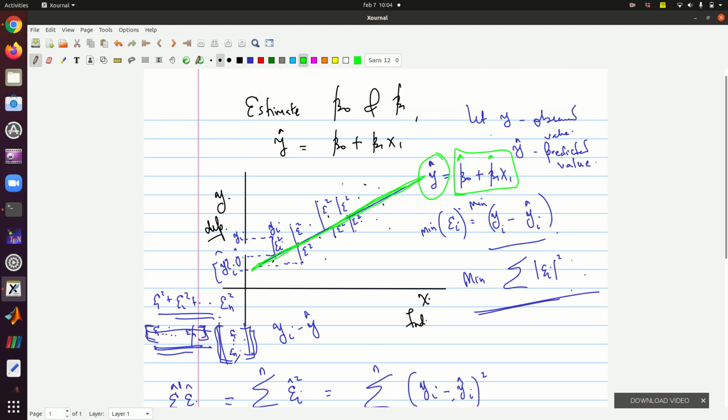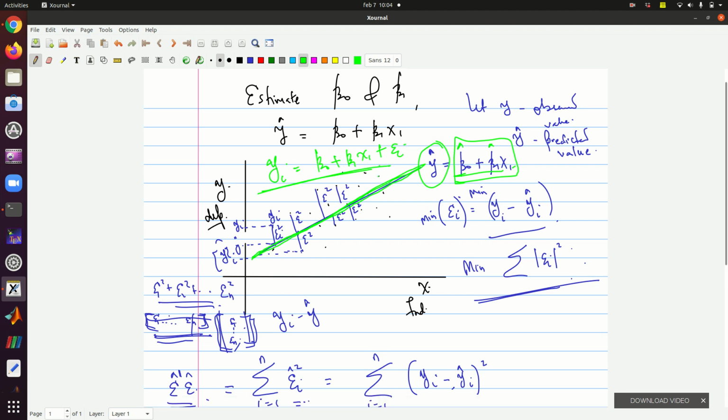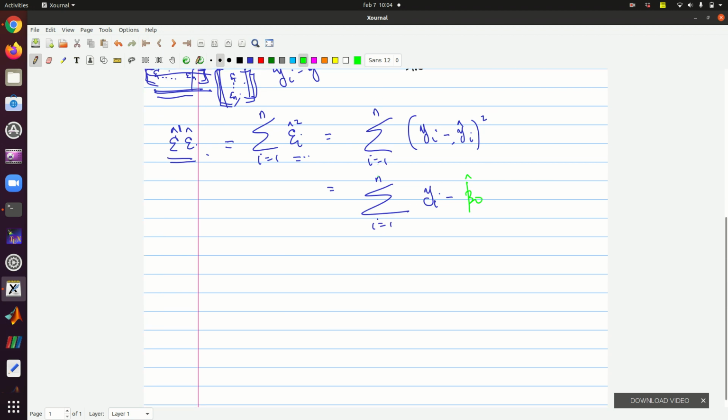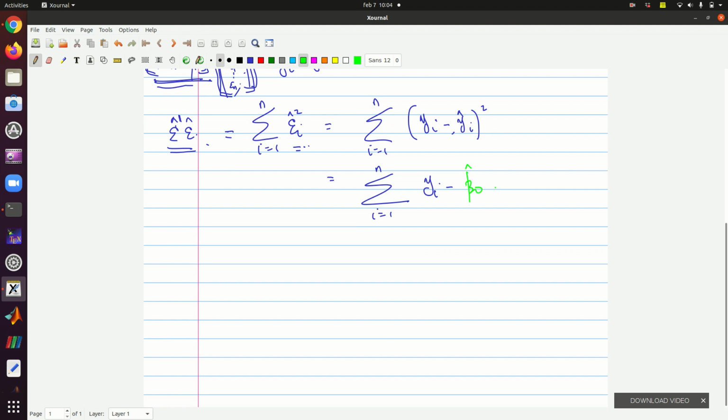remember the difference. This is the predicted, but then the actual yi, we can say it is beta naught plus beta 1 xi plus the residuals. Okay, so here we have yi minus beta naught hat, then minus beta 1 hat, and then we have xi. Okay, this is that, and then we are squaring everything.